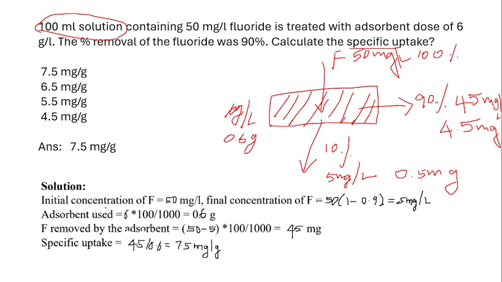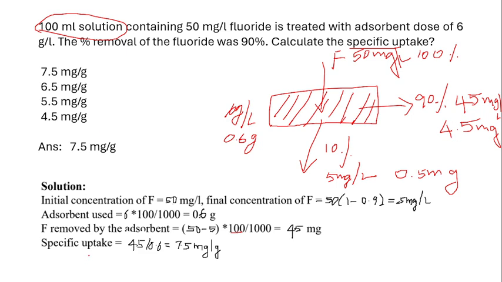So initial concentration of fluoride is 50 mg per liter, and the final concentration is 100 minus 90, that is 10%. That is what taken in fraction here. So 50 into 1 minus 0.9 is 5 mg per liter. That is what leaving the matrix. Now the adsorbent used is 6 gram per liter. So for 100 ml it is 0.6 gram. What is removed by the adsorbent is nothing but 50 minus 5, which is 45 mg per liter. For 100 ml, it is 4.5 mg. That is what we have calculated here.